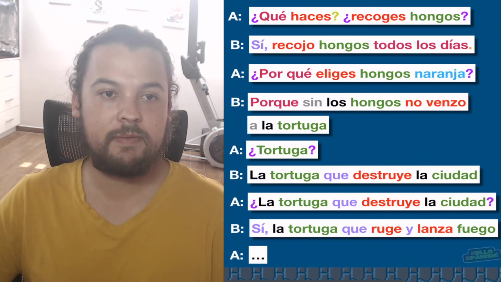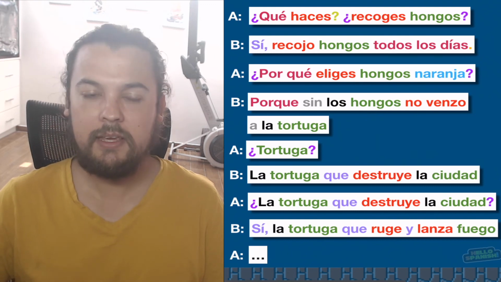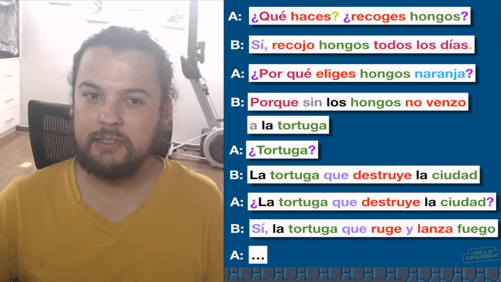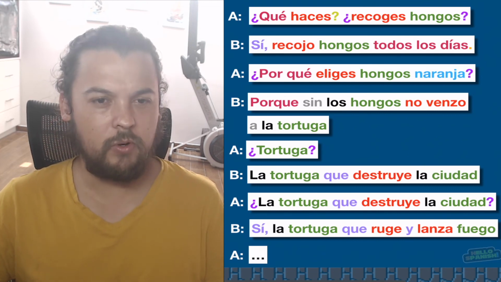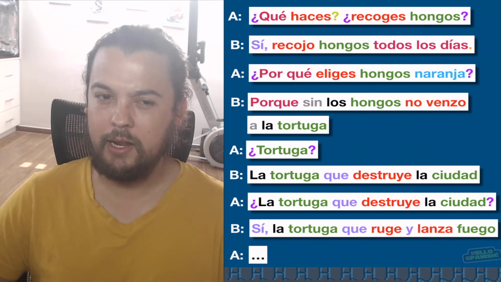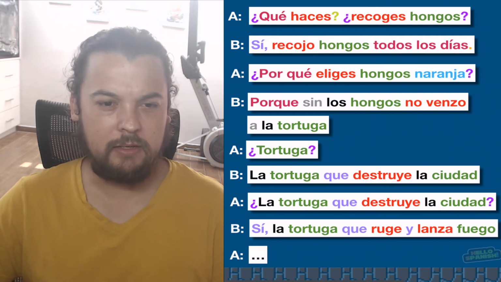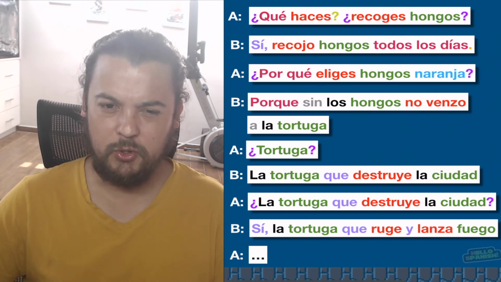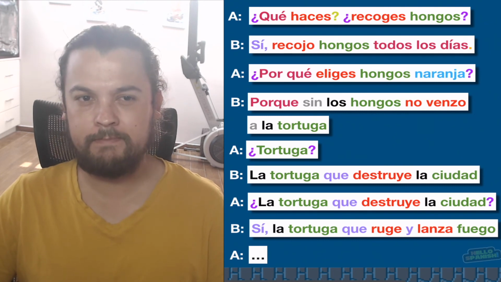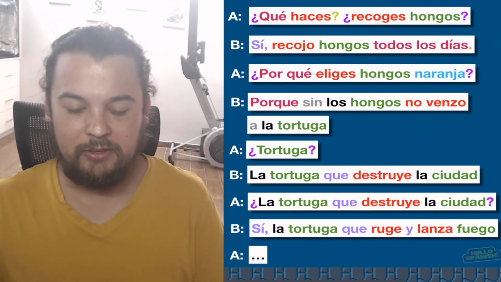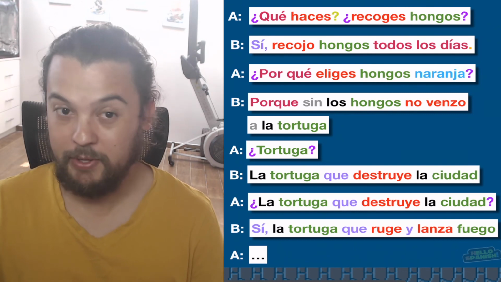Real speed now. ¿Qué haces? ¿Recoges hongos? Sí, recojo hongos todos los días. ¿Por qué eliges hongos naranja? Porque sin los hongos no venzo a la tortuga. ¿Tortuga? La tortuga que destruye la ciudad. ¿La tortuga que destruye la ciudad? Sí, la tortuga que ruge y lanza fuego. Sounds like it's Mario, but it's not the video game one.